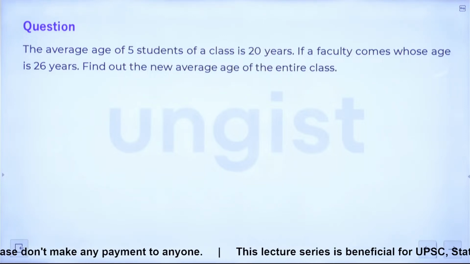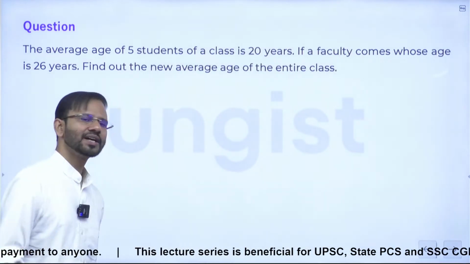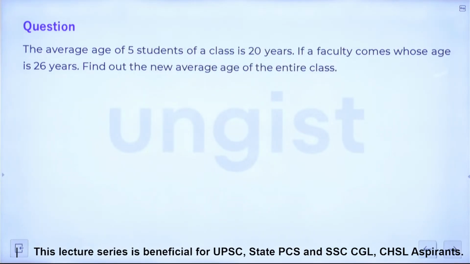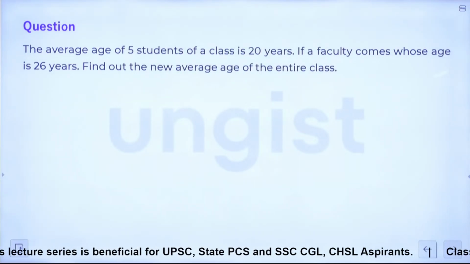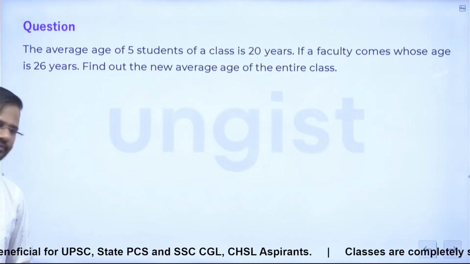Okay. So the question says the average age of 5 students of a class is 20 years. If a faculty comes whose age is 26 years, find out the new average age of the entire class. Guys, getting it?